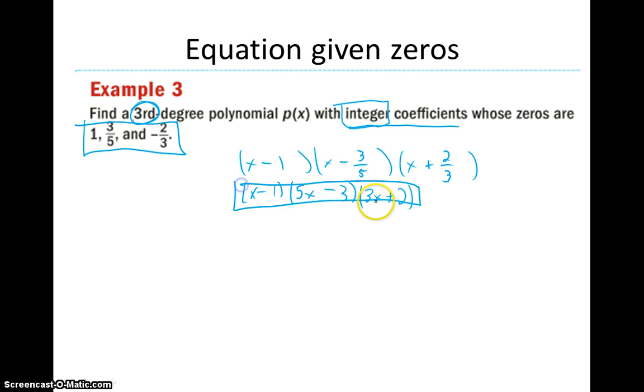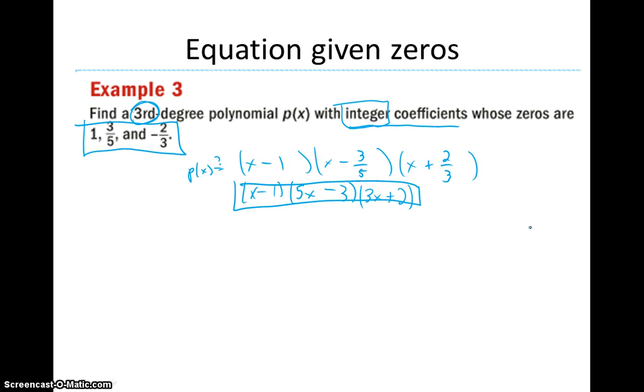Now, some of you might be saying, what the heck did you just do? How did you get this 5x minus 3? Well, because I know that if 3/5 is a zero, the 5's will cancel, and then the 3's will cancel, I'll get a zero. But the way to do it a little bit more concretely is based on what we talked about last time. So it can't be this because they don't have integer coefficients.